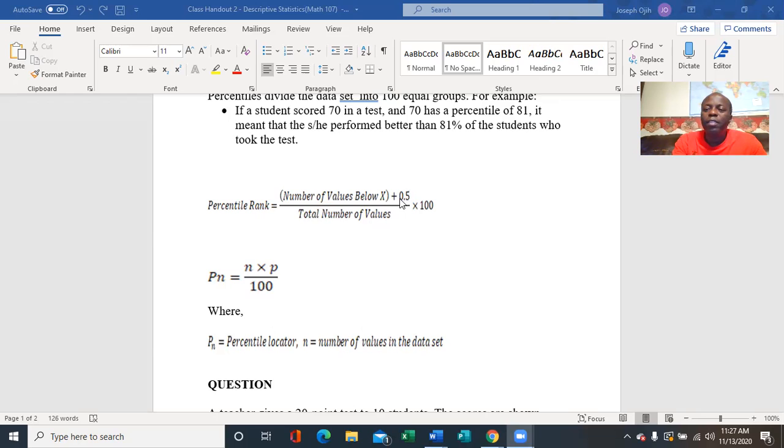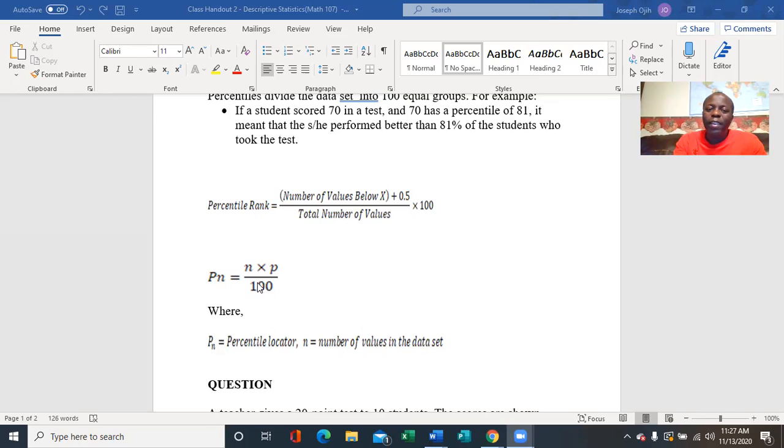Now, 0.5 is a part of the formula because for percentile rank, you are moving from a discrete variable to a continuous variable, which is percentile, because it's a percent. That's why you multiply by 100. But that movement from a discrete variable to a continuous variable needs some kind of correction for continuity. So we use 0.5 to make that correction.